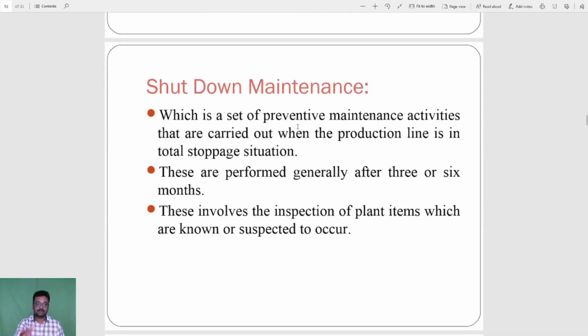Then shutdown maintenance normally happens in the oil industry, where oil is sourced, because those people have the flow of oil at various temperatures. So there is a possibility of cracks in the transportation pipes. So those people will call for shutdown maintenance.